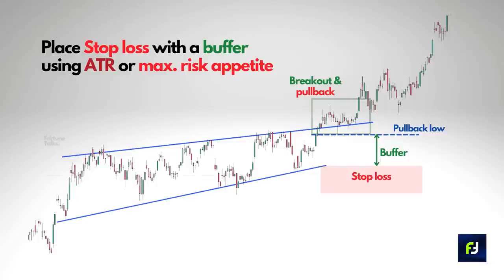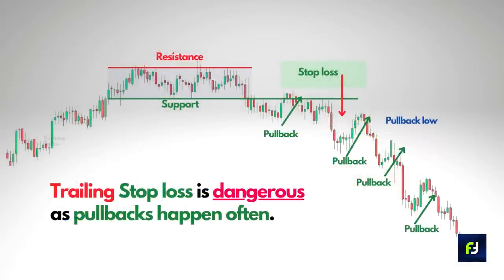Now, talking about the stop losses, you have to place the stop loss below the pullback low in case of a breakout on the upside, and make sure to add a suitable buffer based on your risk potential, or you can even use the ATR indicator to do the same. It is always better to stay cautious as to not move your stop loss to break even, because this is a very dangerous and unprofitable thing to do. And the reason for this is that pullbacks happen so often in the market.